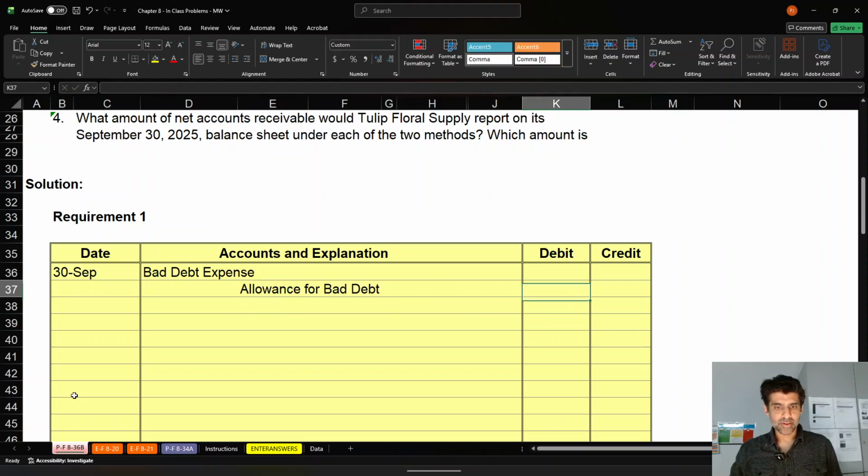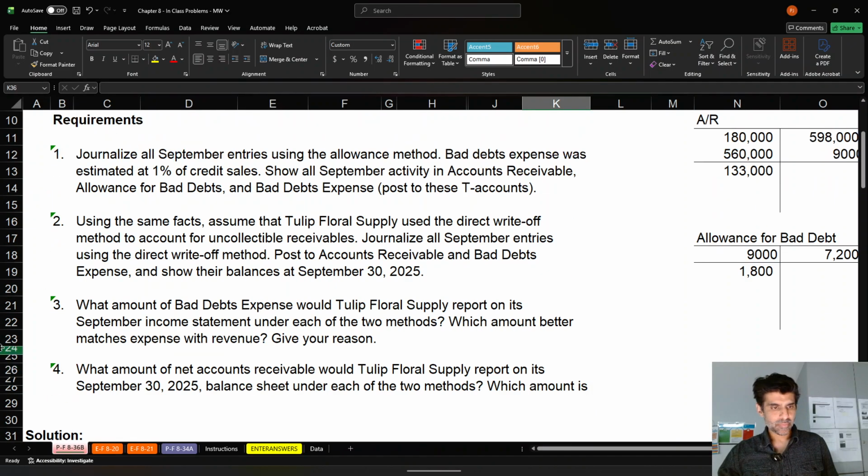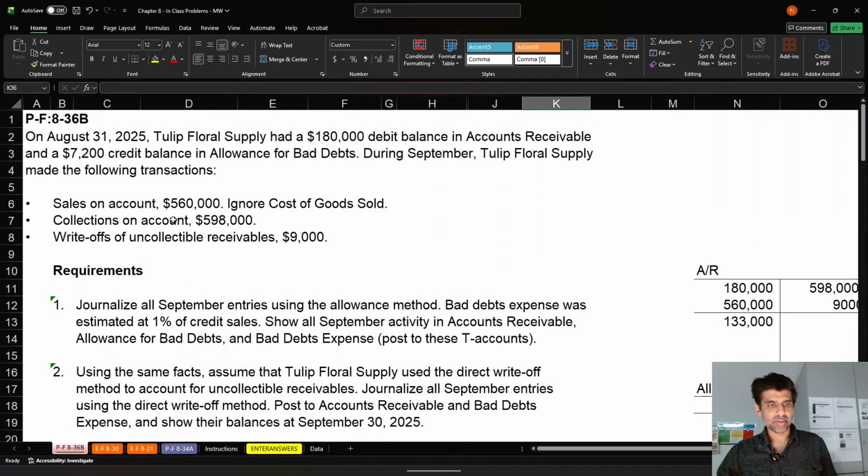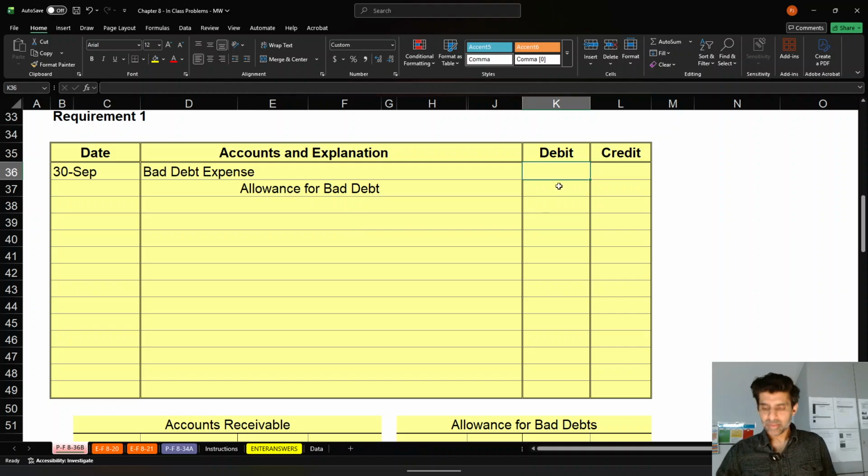And how did you get 5,600? Okay, yeah, that sounds exactly right. So we're told that the bad debt expense is estimated at 1% of credit sales. We're told that the sales on account, which is a different way of saying credit sales, is 560,000. So do 560,000 times 1%, get 5,600.